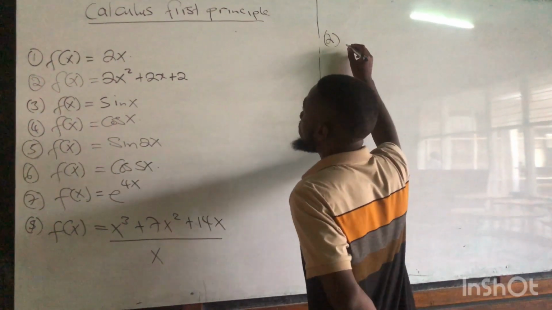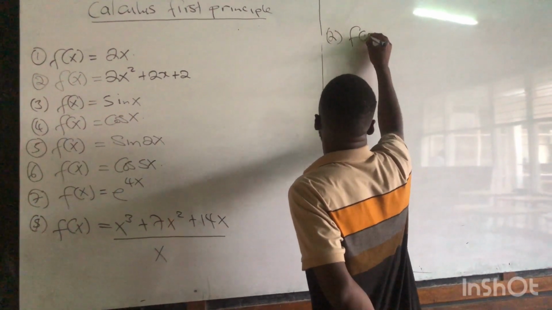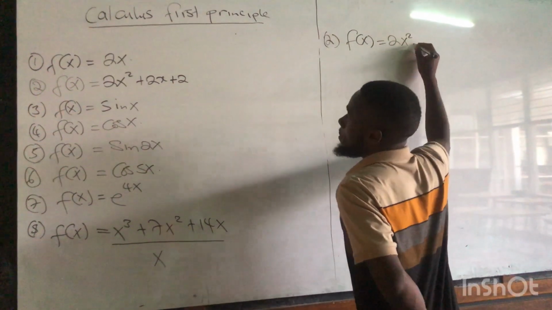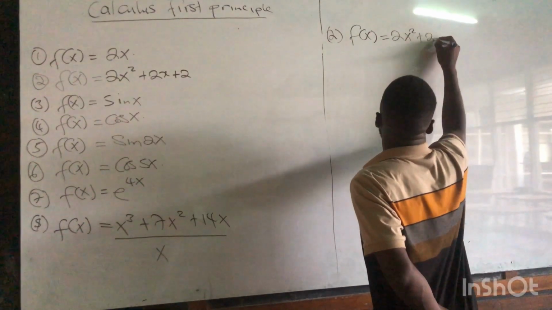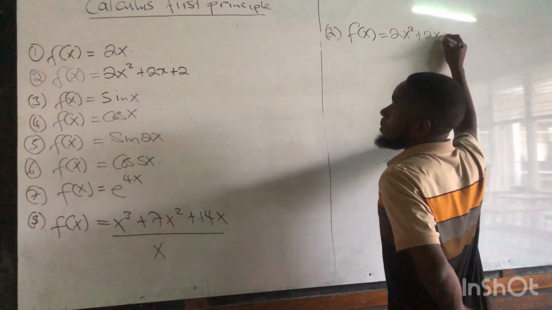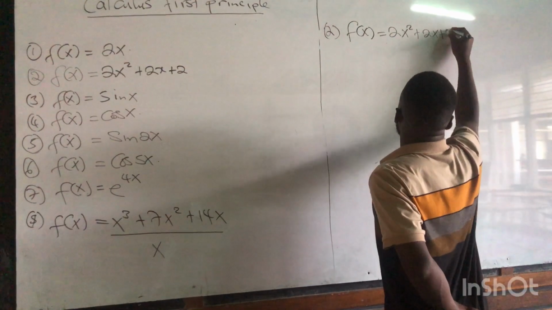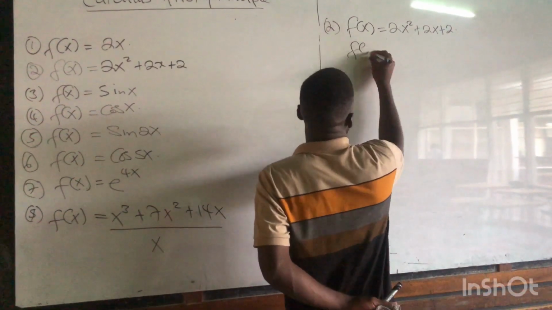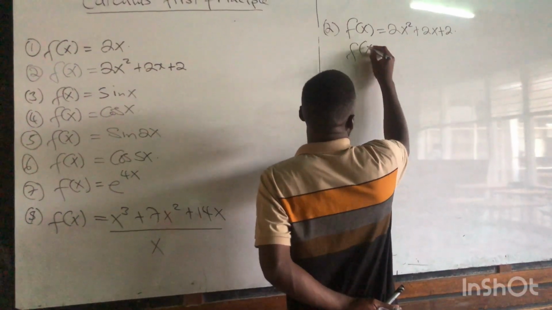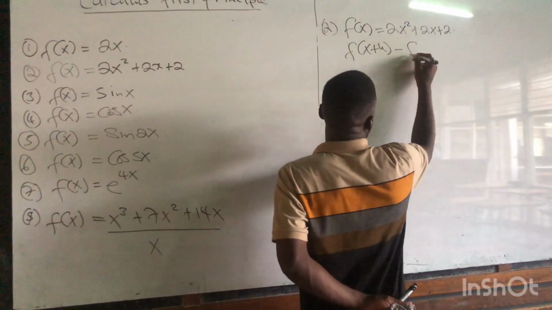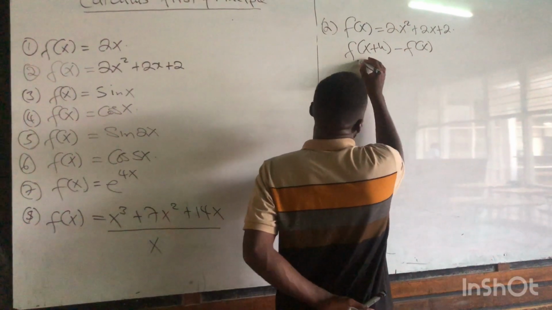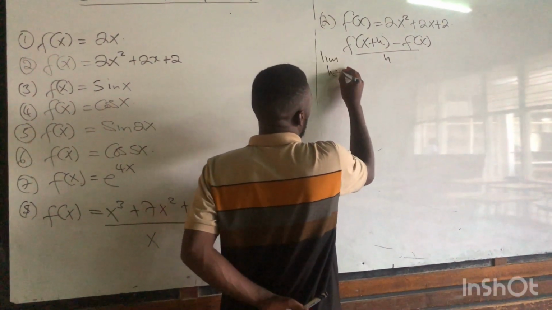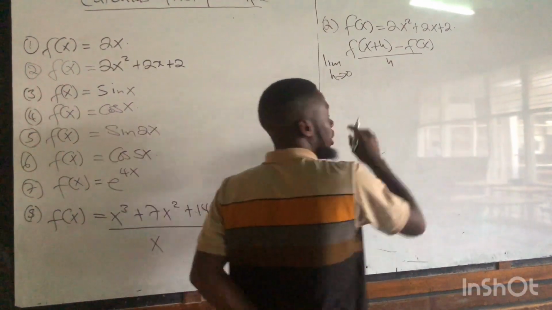Question 2 is: f of x is equal to 2x squared plus 2x plus 2. Again, we do the same thing. The formula is f of x plus h minus f of x, over h, limit as h approaches 0. What is the meaning of this?